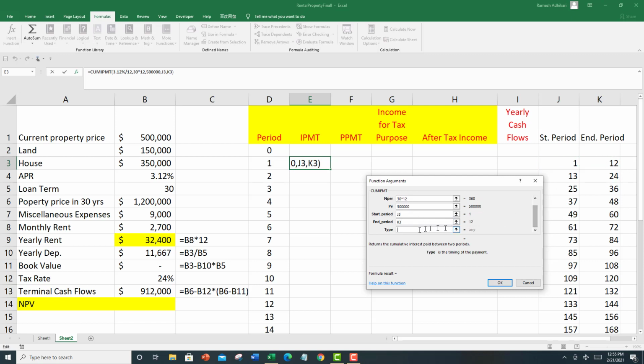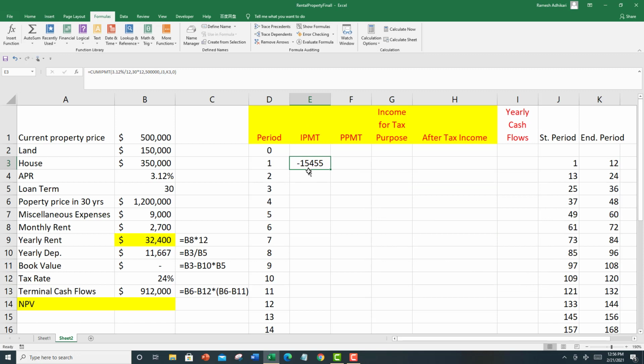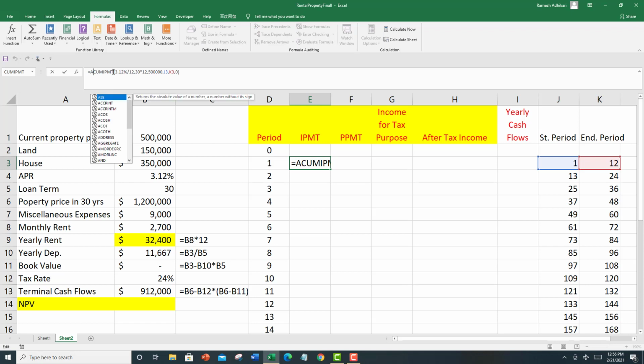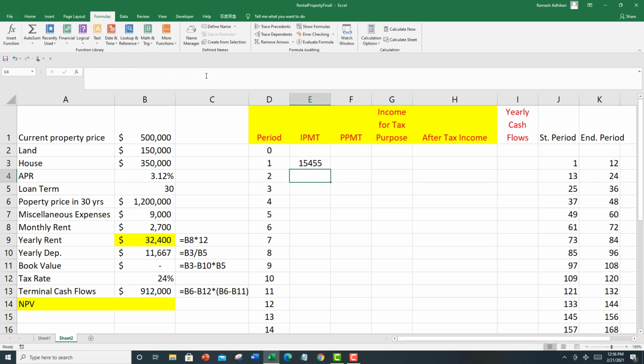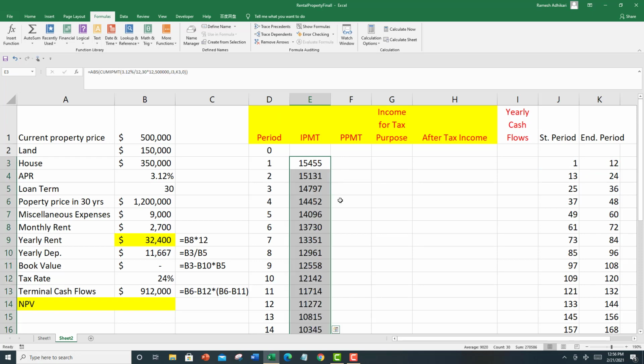Okay, and also we need this argument type, 0 or 1, 0 for end of the period payment. So that gives me the interest payment for year 1. That means you are paying 15,455 towards your interest payment in your first year. So this is negative. I just want to make it positive. So I want to use ABS so that handling of these numbers becomes easier later. So that is my I payment for year 1. So just double click it. It gives me the values for the next 30 years.